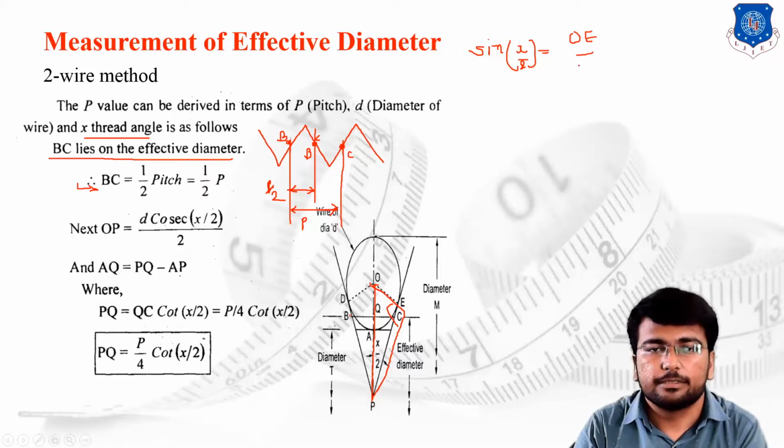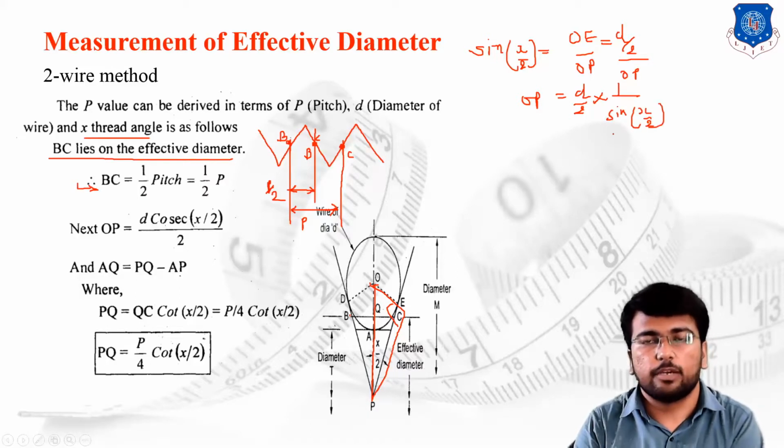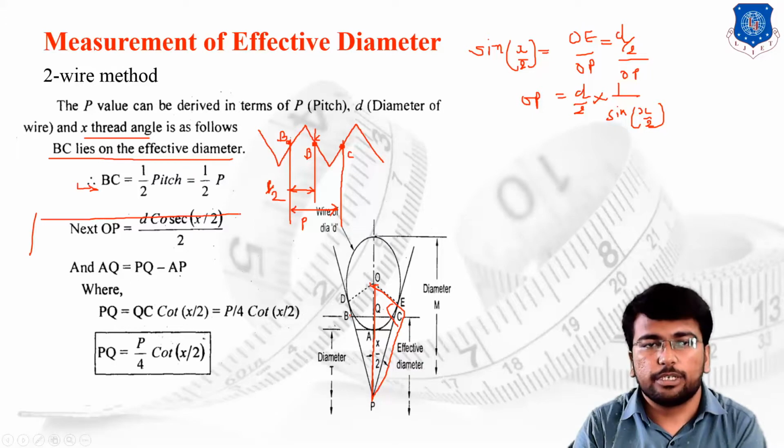Upon hypotenuse, that is the OP. We know the value of OE, that is d by 2, half of the wire diameter, upon OP. Make OP the subject. This is equal to d by 2 times 1 by sine of x by 2. Now you all know that 1 upon sine theta is cosec theta. So replacing this value, OP is equal to d by 2 cosec x by 2.